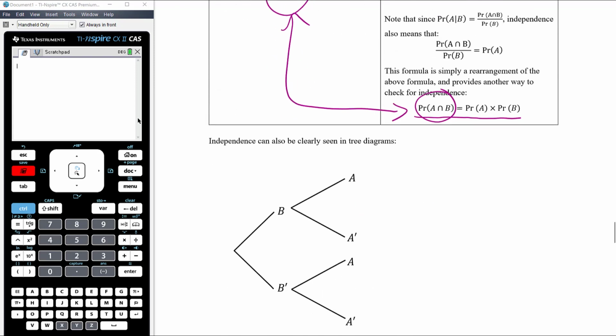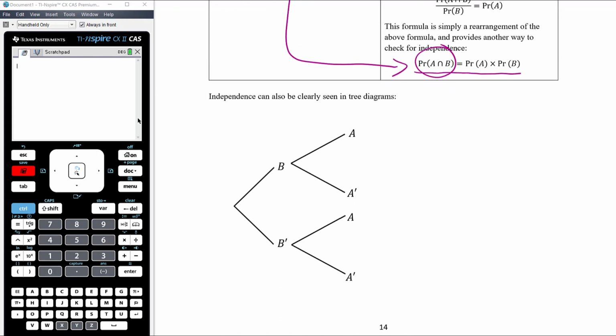So independence can clearly be seen in tree diagrams. Okay, so if we have independence, we know that this will be the probability of B, this will be the probability of A, sorry, of not B.